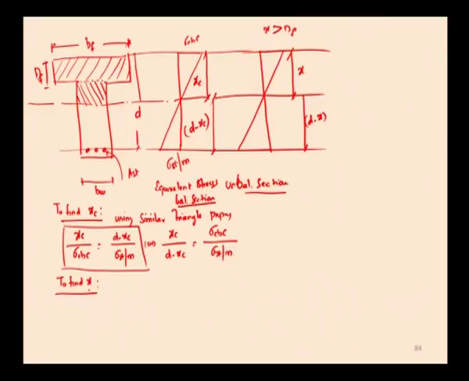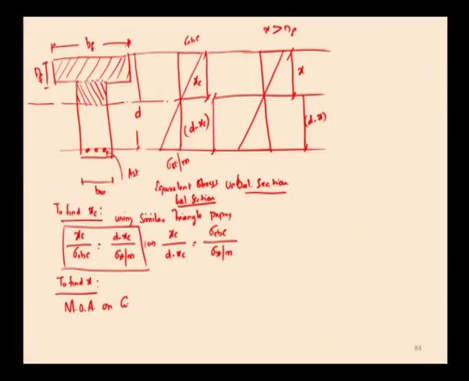So, to find x, since it is an unbalanced section, the neutral axis is going to be situated at the center of gravity of the section. So, we need to find the depth of neutral axis by equating the moment of area on the compression side to the moment of equivalent concrete area on the tension side.